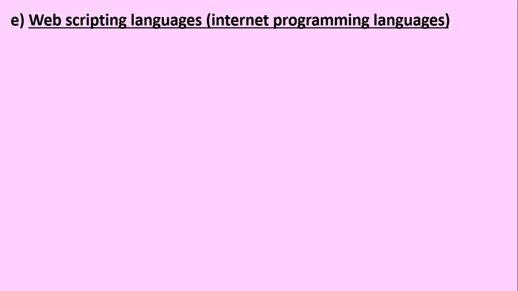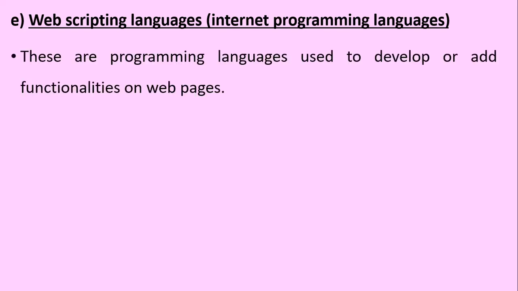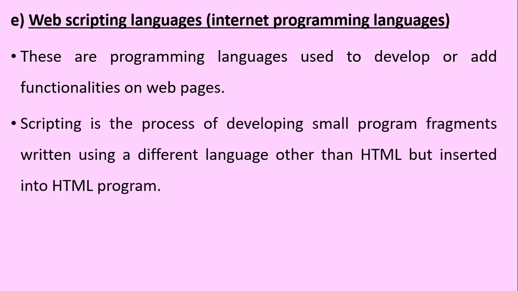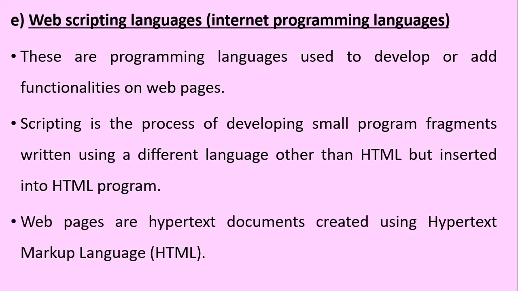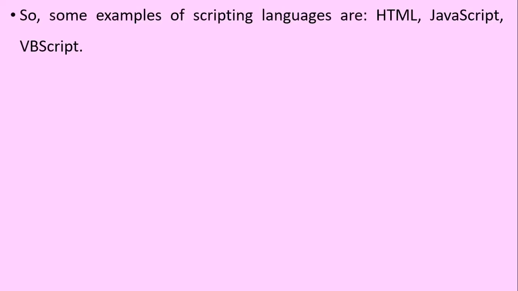Let's now look at web scripting languages, or what we call internet programming languages. These are programming languages used to develop or add functionalities to web pages. Scripting is the process of developing small program fragments written in a language other than HTML, but inserted into an HTML program. Web pages are hypertext documents that are created using hypertext markup language, or what we abbreviate as HTML. Some examples of scripting languages are HTML, JavaScript, VBScript, amongst others.